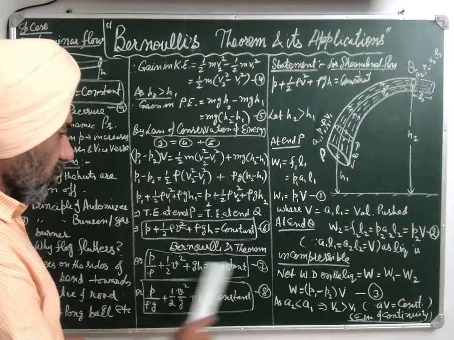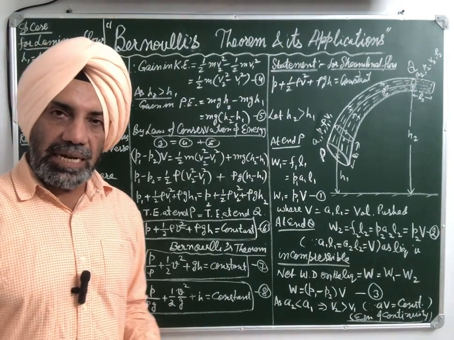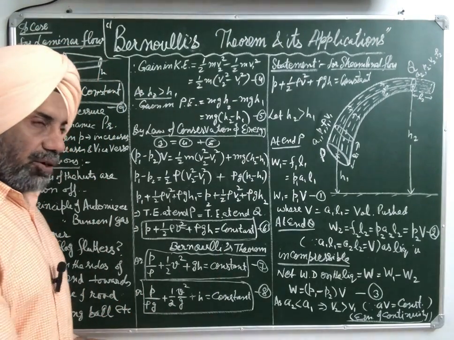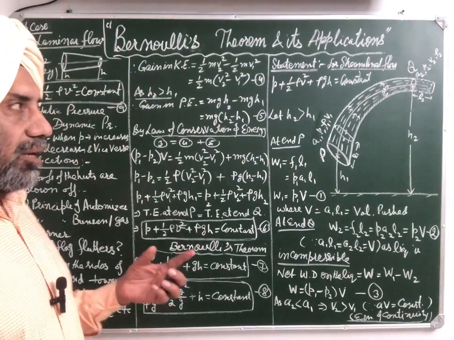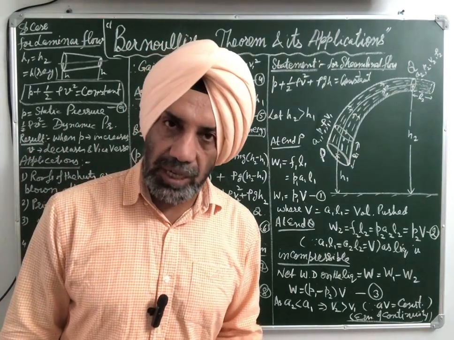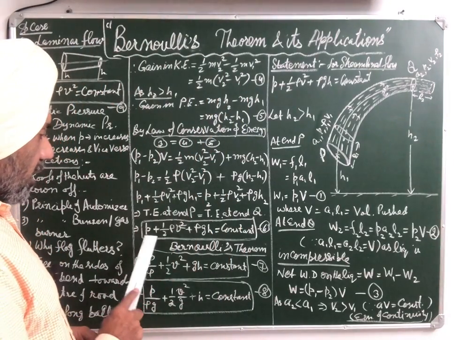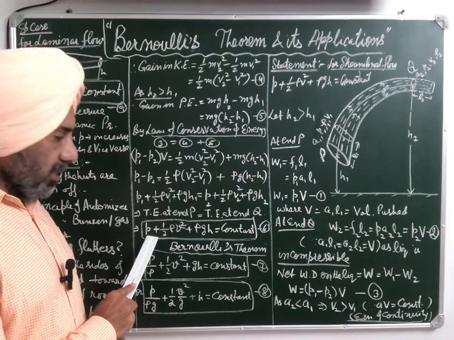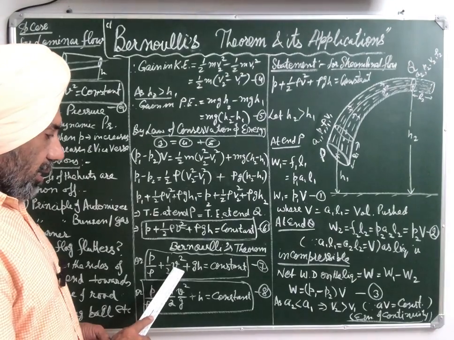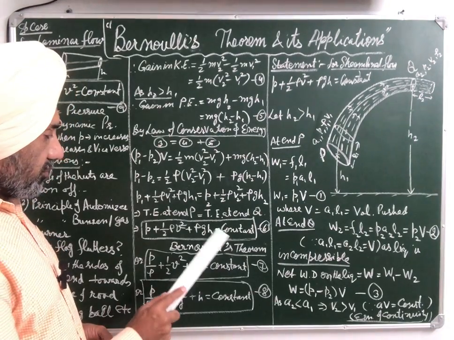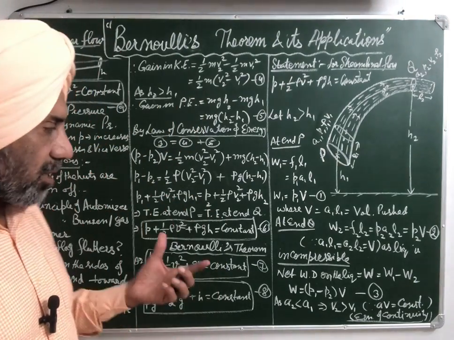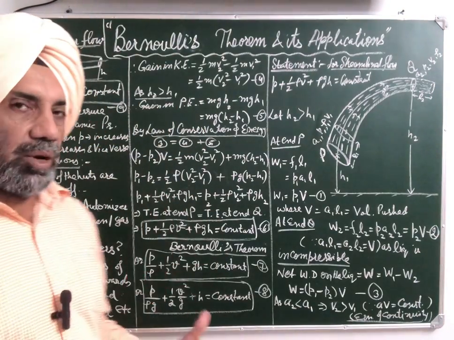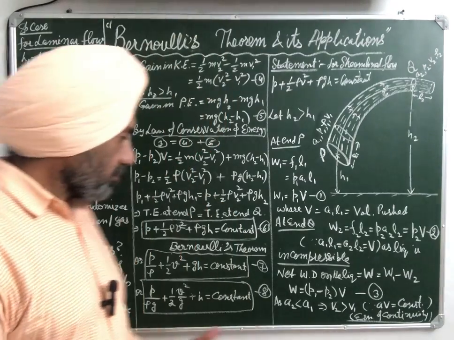is nothing but Bernoulli's theorem, which states that for an ideal fluid which is non-viscous and incompressible, and for the flow is streamlined, that is slow and steady, the sum of pressure energy per unit volume, kinetic energy per unit volume, and gravitational potential energy per unit volume is always constant. This is known as Bernoulli's theorem.